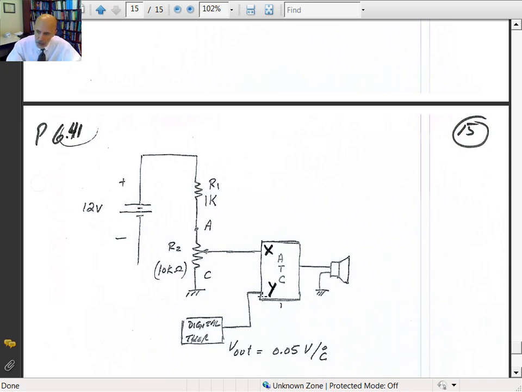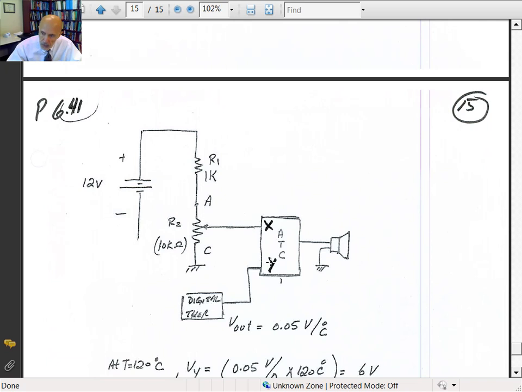When the voltage at input Y is equal to the voltage at point X, the alarm will get activated. The voltage at point Y is provided by the digital thermometer, with an output voltage of 0.05 volts per degree Celsius.